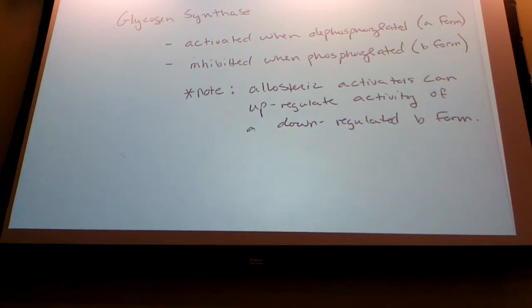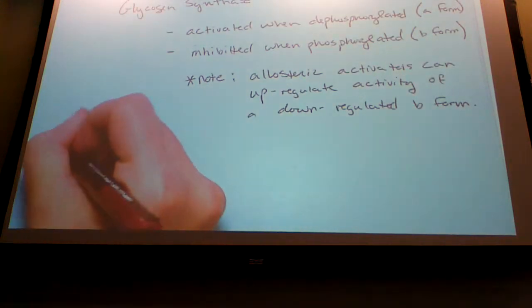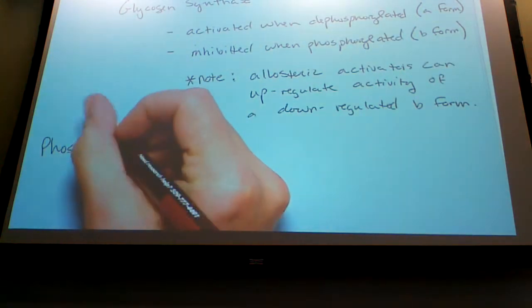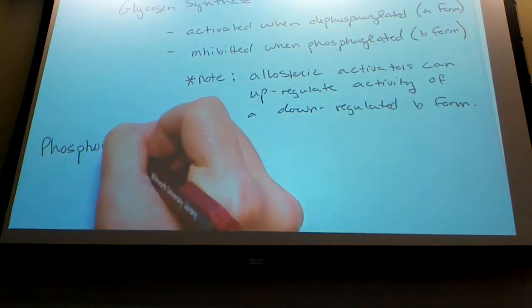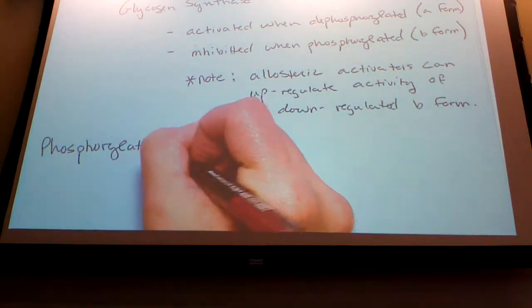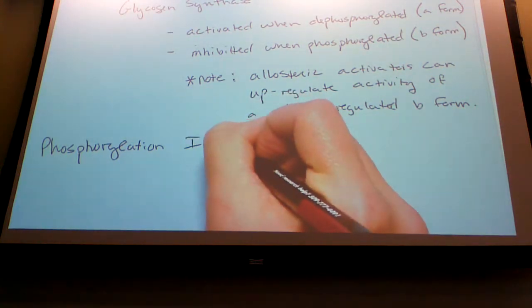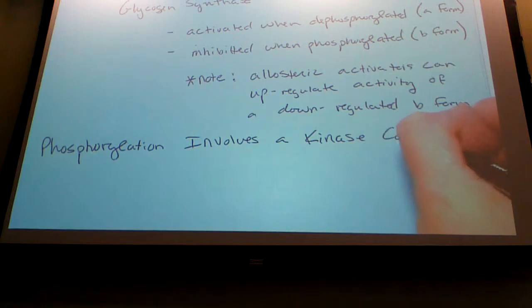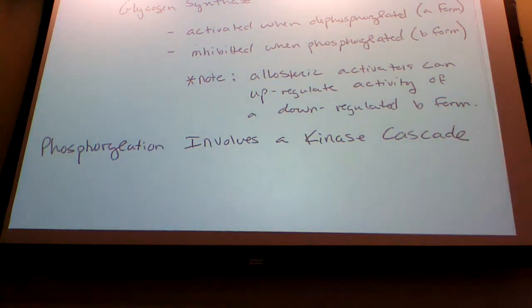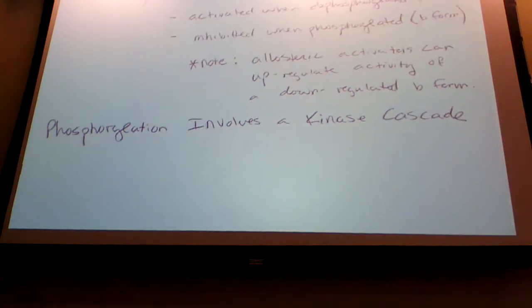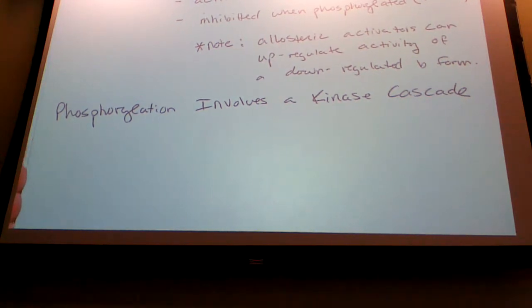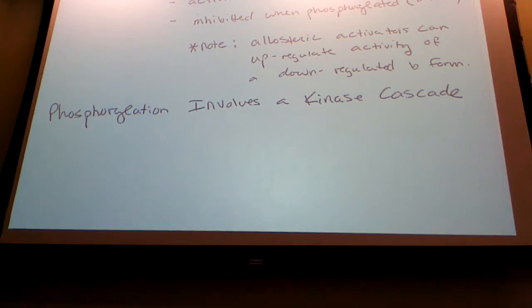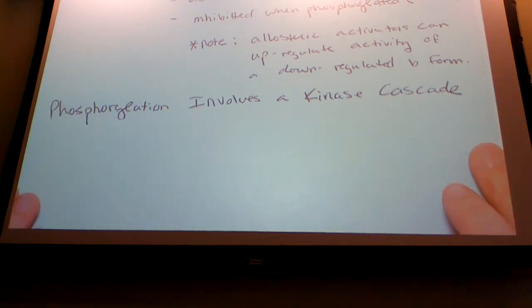So phosphorylation is controlled by a kinase cascade. I'm used to the other group. I keep looking over here expecting to see what I'm writing up on the wall. This is backwards. I don't know why today.